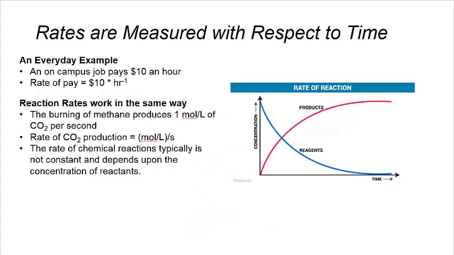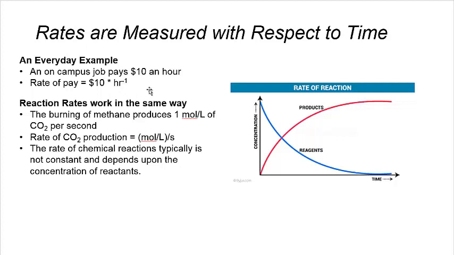So rates are something that you've actually already had a decent amount of experience with, you just may not know it. A classic everyday example that most of you have thought about, specifically those with on-campus jobs, is how much you get paid. The rate of pay of an on-campus job is $10 an hour. We can put this in a mathematical equation, as you can see here, and say that your rate of pay is $10 per hour. Oftentimes we express things in the denominator with this -1 exponent right here.